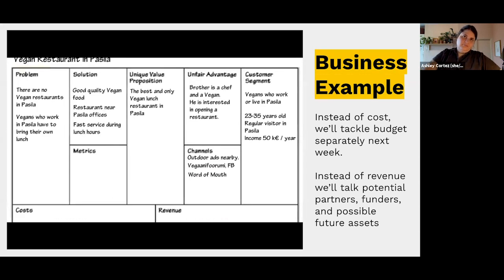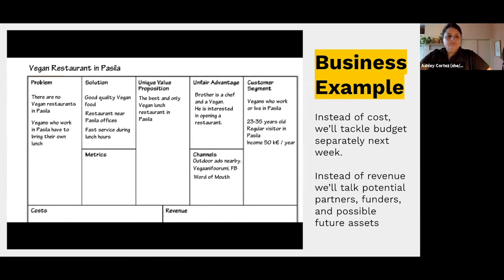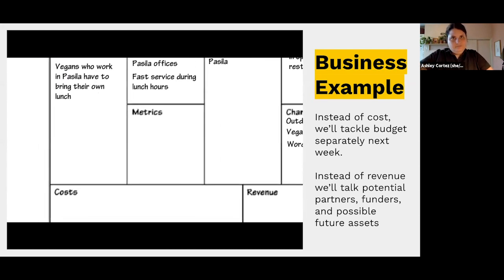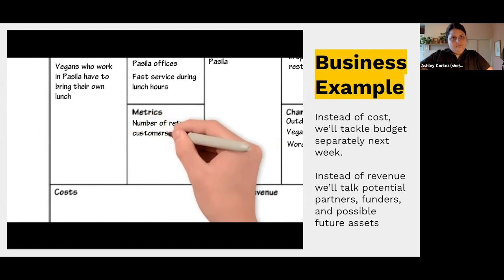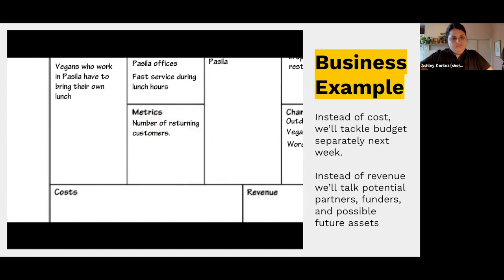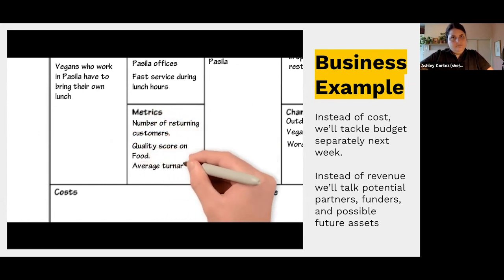As metrics, it's good to have numbers that are actionable and react quickly. Joe chooses metrics that tell him if his solution box is working. For example, number of returning customers really tell him if people are finding value in his solution. Other metrics that he chooses are quality of food and average turnaround time.